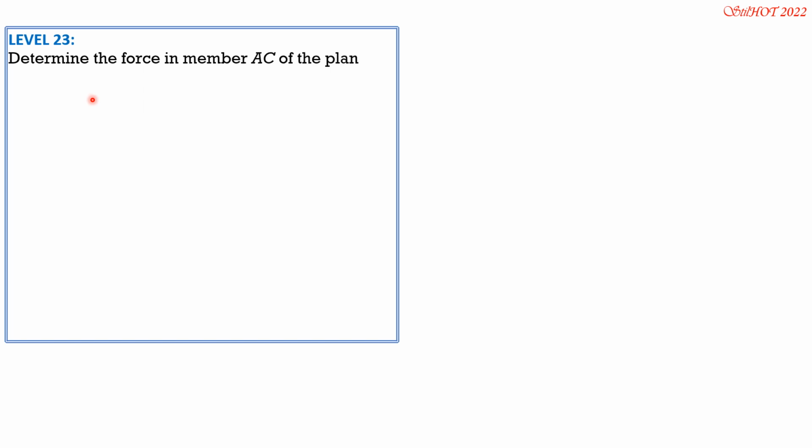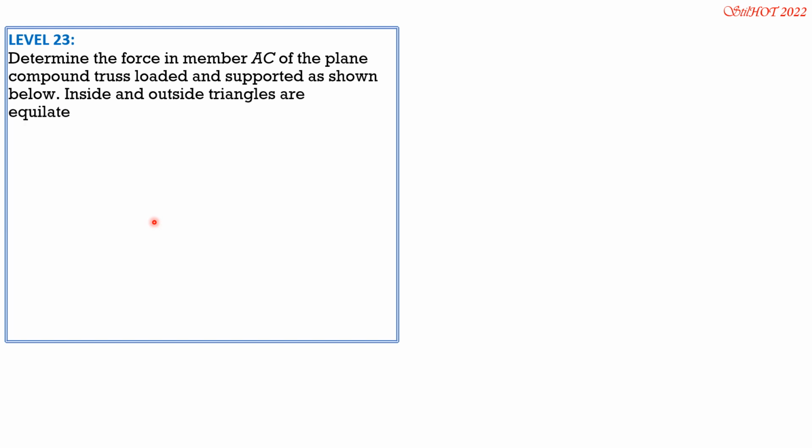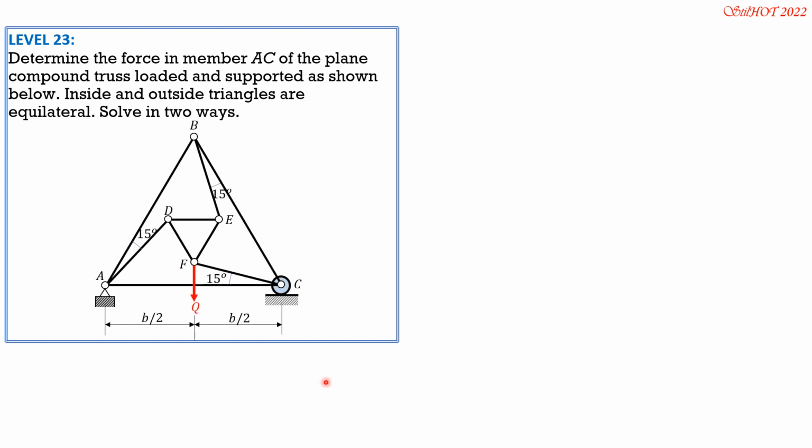Determine the force in member AC of the plane compound truss loaded and supported as shown below. Inside and outside triangles are equilateral. Solve in two ways. So this is the beginning of the challenging problems, very challenging problems. Actually, these problems, there are three, 2-23, 2-24, 2-25. These are star problems from the book by Timoshenko.